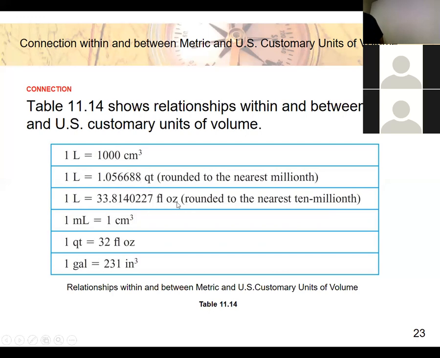And also 1 liter, if you're dealing with fluid ounces, to the nearest ten-millionth, will be this, 33.8140227. And here 1 milliliter is a cubic centimeter. 1 quart is 32 fluid ounces, and 1 gallon is 231 cubic inches. So those are just a few equivalencies when you're dealing with customary units of volume and the metric system.